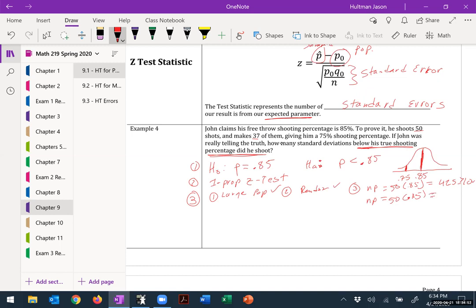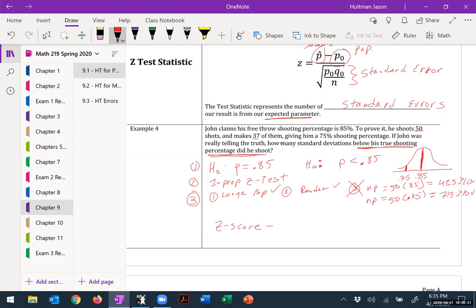So this is 50 times 0.15. That's 7.5. Is 7.5 greater than or equal to 10? No, it's not. So we cannot do the hypothesis test on this one. Could we still calculate how many standard errors he's away? Yeah, we could. We could find our Z-score. That's all they're really asking for us to do anyway.